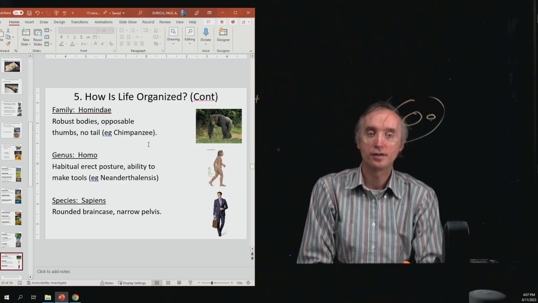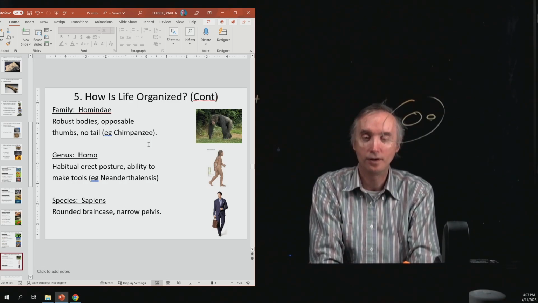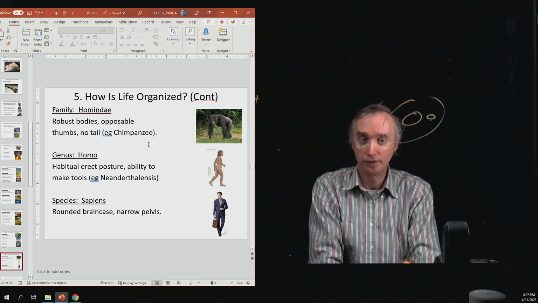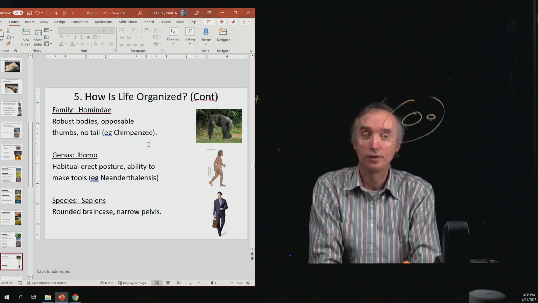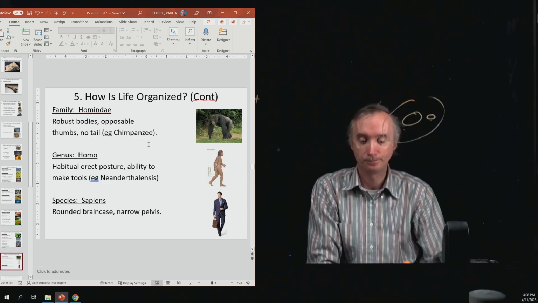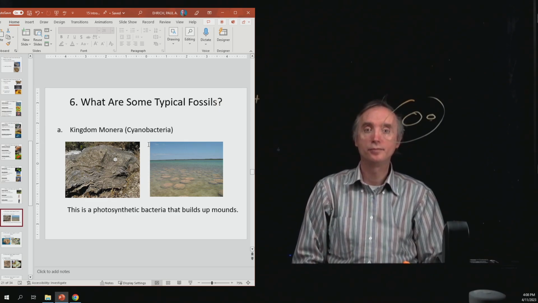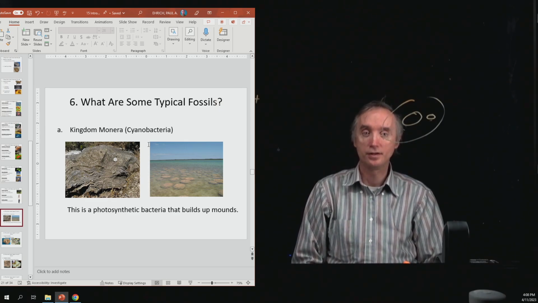So by doing this, we can classify all life, whether it's life that's currently living or whether it's life that's gone extinct, and all of these different fossils that we can find, we can classify them. All right, let's take a break, and when we come back, we will talk about some typical fossils that you can find.